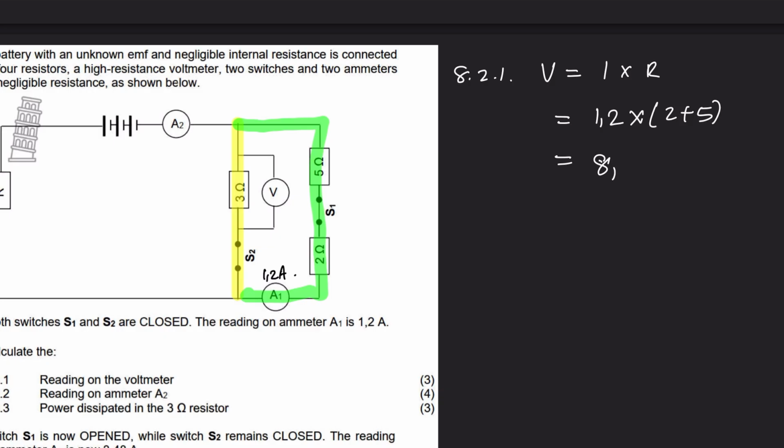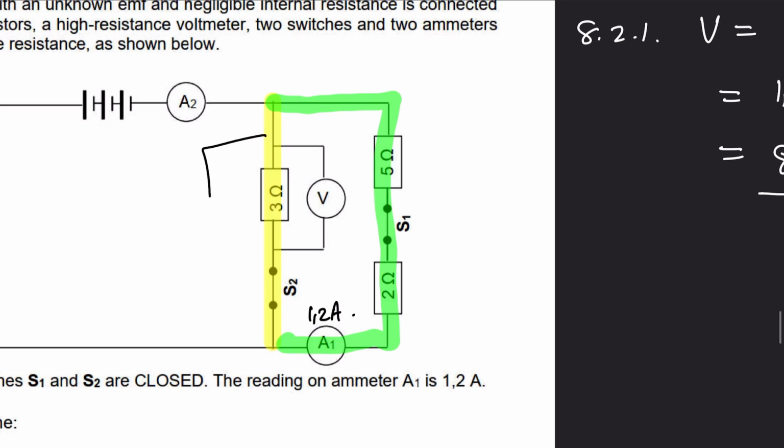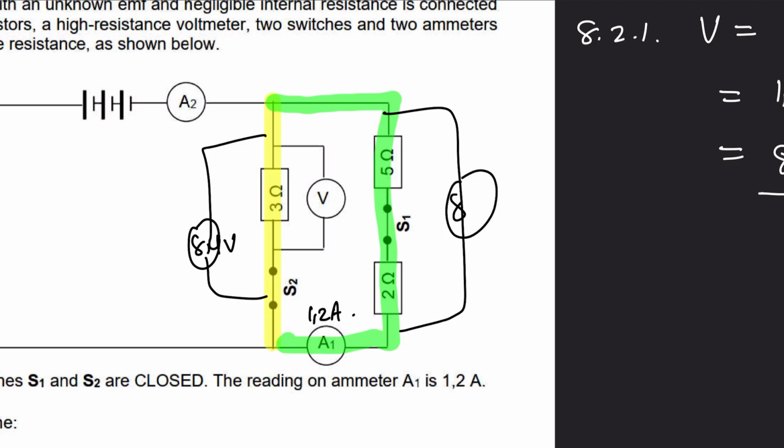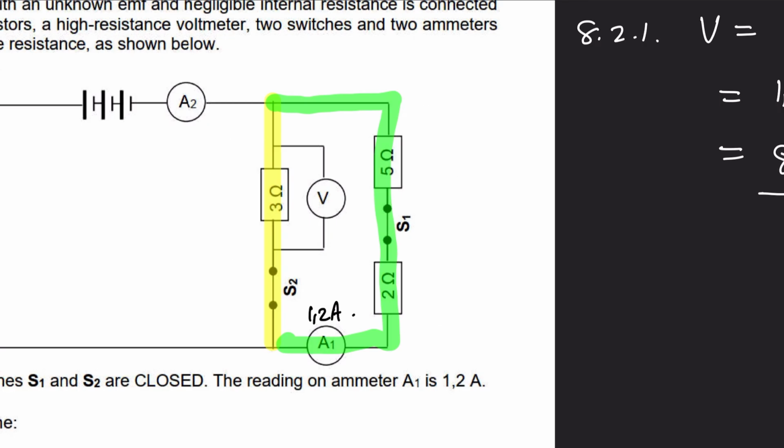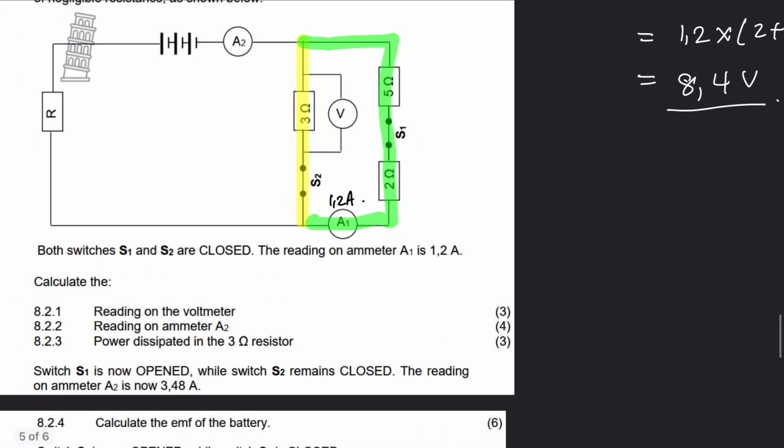Right, so 8.4 volts. Effectively, this is using up 8.4 volts, and this entire branch here is using up 8.4 volts. Okay, let's move on. Next one, calculate the reading on ammeter A2.